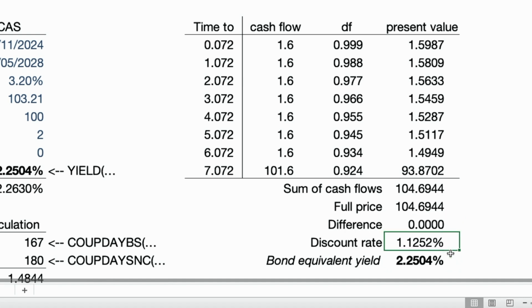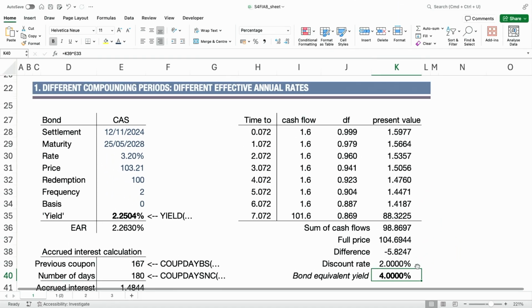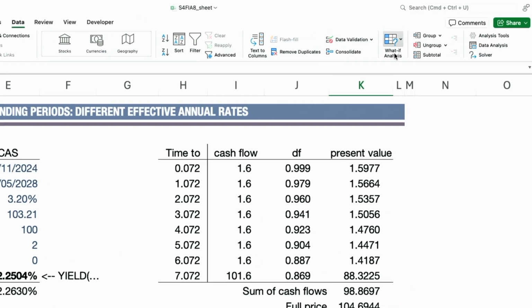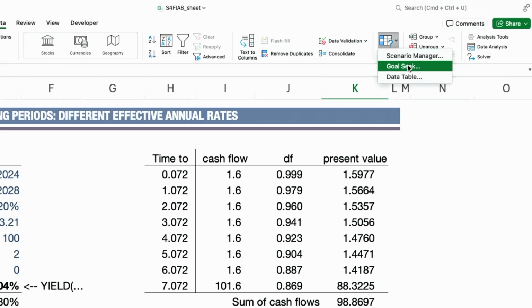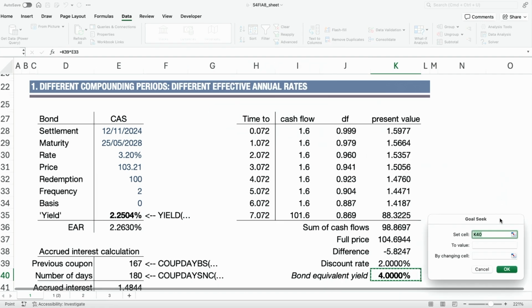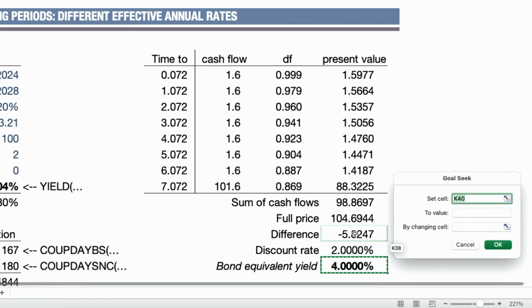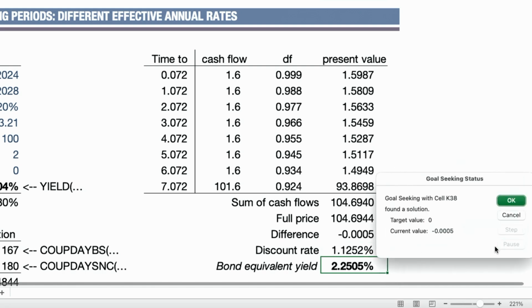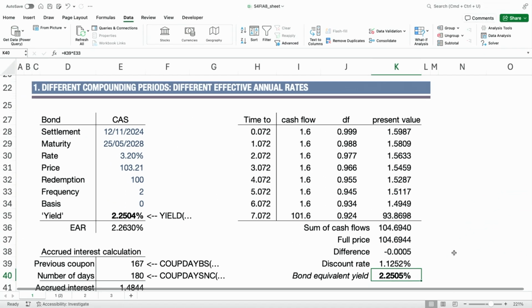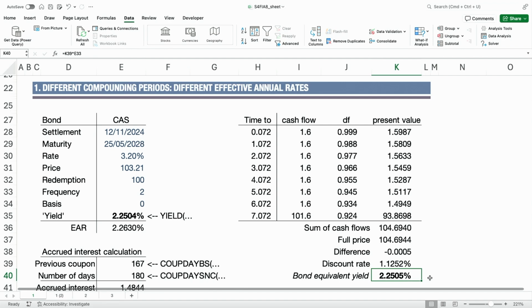We got 1.1252%. This is the rate we got by iterating the solution with Goal Seek. This is semi-annual, because these are half years. These periods are half years. The discounting occurs on a semi-annual basis.